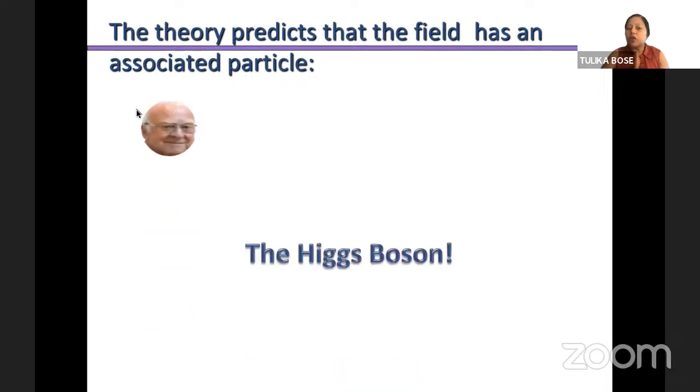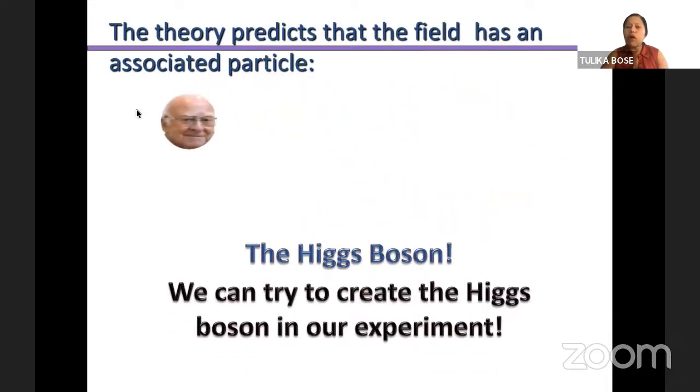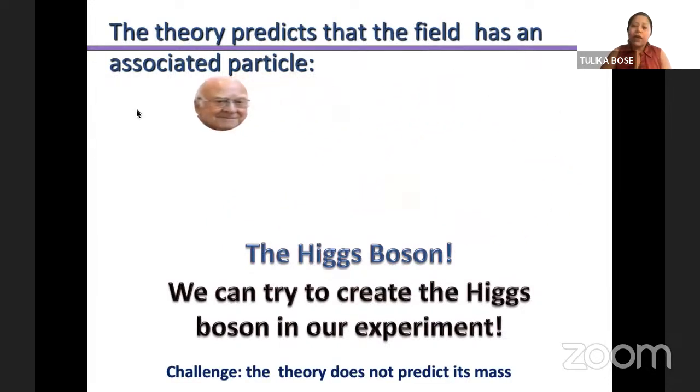And what we try to do in our experiment is actually to hunt or look for this Higgs particle. If we were to find this Higgs particle, and this was what we set out to do, then we could, in a way, verify that the Higgs mechanism was correct. So what we tried to do is to create the Higgs boson in our experiment, but we were faced with a challenge that the theories did not predict what the mass of the Higgs particle was to be. So we were really looking in a very, very wide range in as diverse ways as was possible.